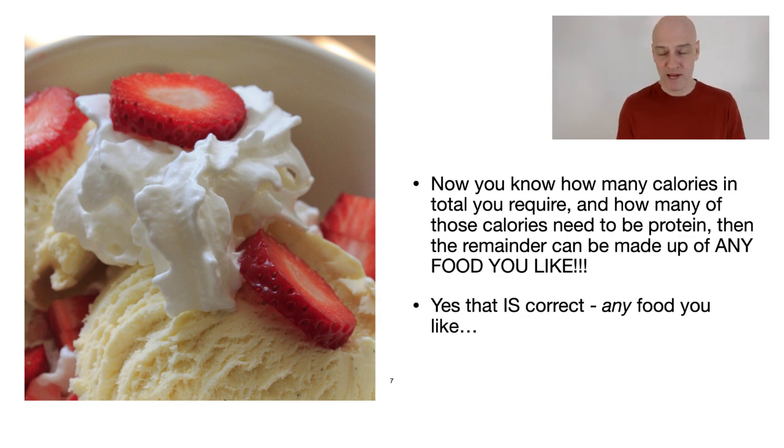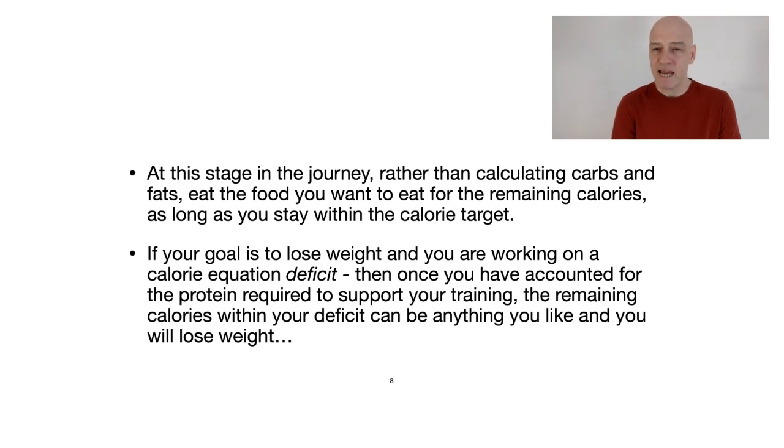Now that you know how many calories in total you require, that's from the last nutrition module, and how many of those calories need to be protein, which you've just worked out, then the remainder can be made up of any food you like. Yes, that's correct, any food you like. At this stage in the journey, rather than calculating carbs and fats, you can eat the food that you want to eat for the remaining calories, as long as you stay within the calorie target.